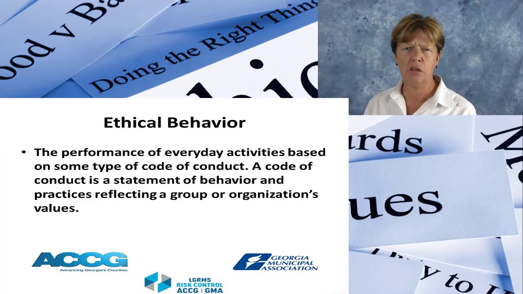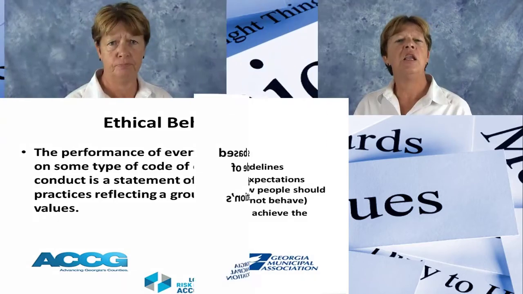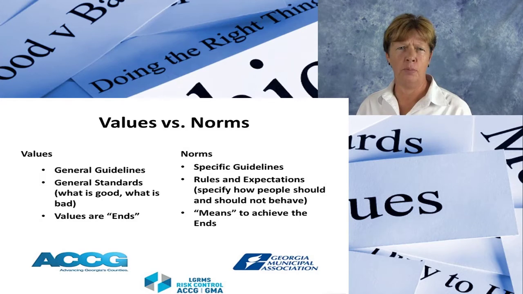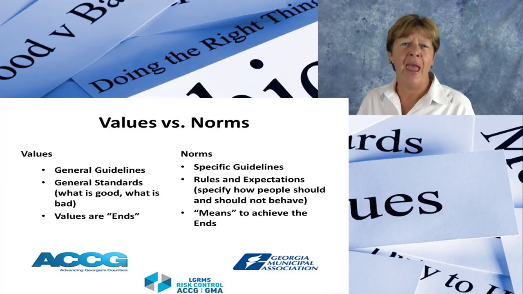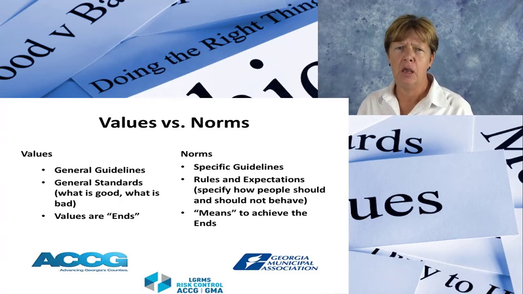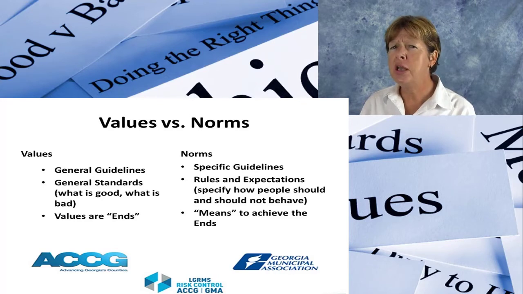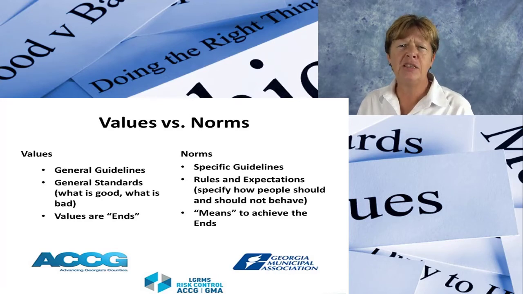A code of conduct is a statement of behavior and practices reflecting a group or organization's values. Let's talk about values versus norms. Values are general guidelines. They're general standards. What is good? What is bad? Values are our ends. Norms are specific guidelines. They're rules and expectations that specify how people should and should not behave. It's a means to achieve those ends.